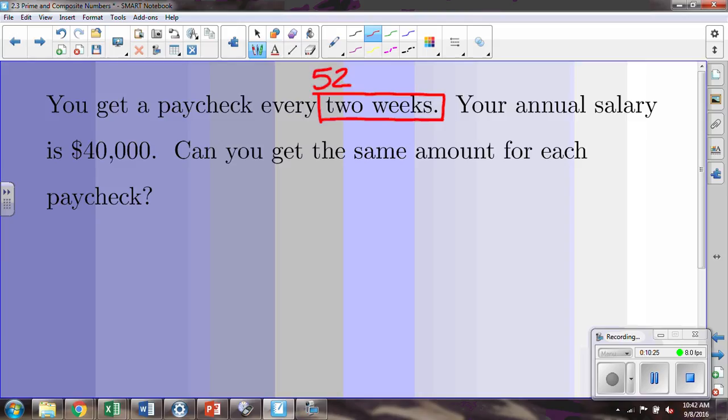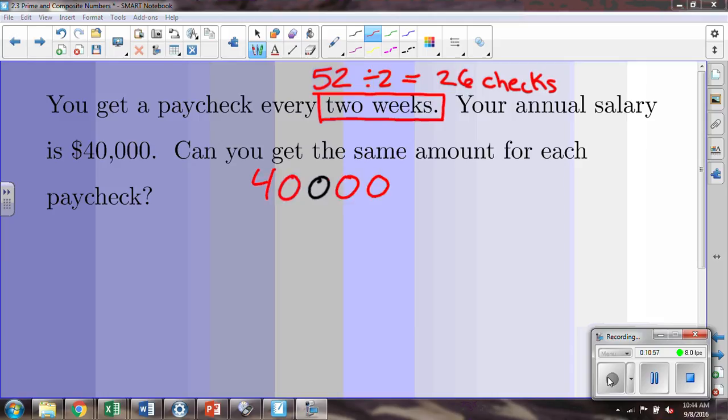Well, there are 52 weeks in a year. And so if you split up all the 52 weeks amongst two, getting a paycheck every 2 weeks, that'll tell you that you get 26 checks per year. By the way, that's exactly how my salary is set up. I get paid every 2 weeks, so I get 26 paychecks per year. So basically what we're wondering then is, if you take the $40,000 salary and split it up amongst 26 paychecks, is it going to divide out evenly?